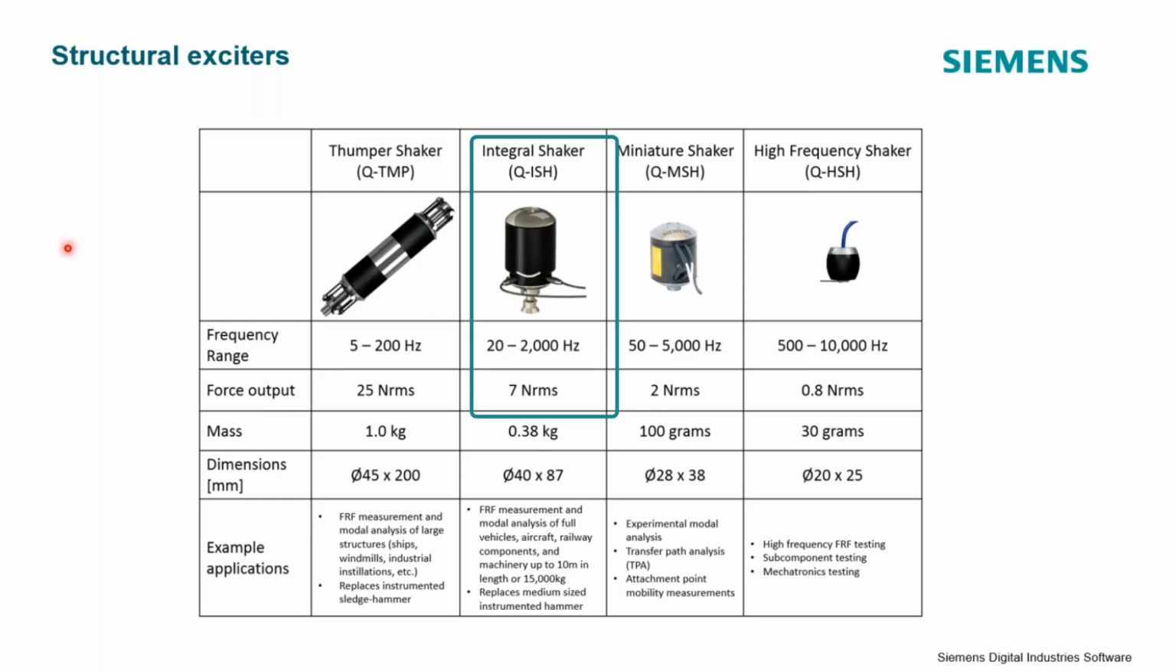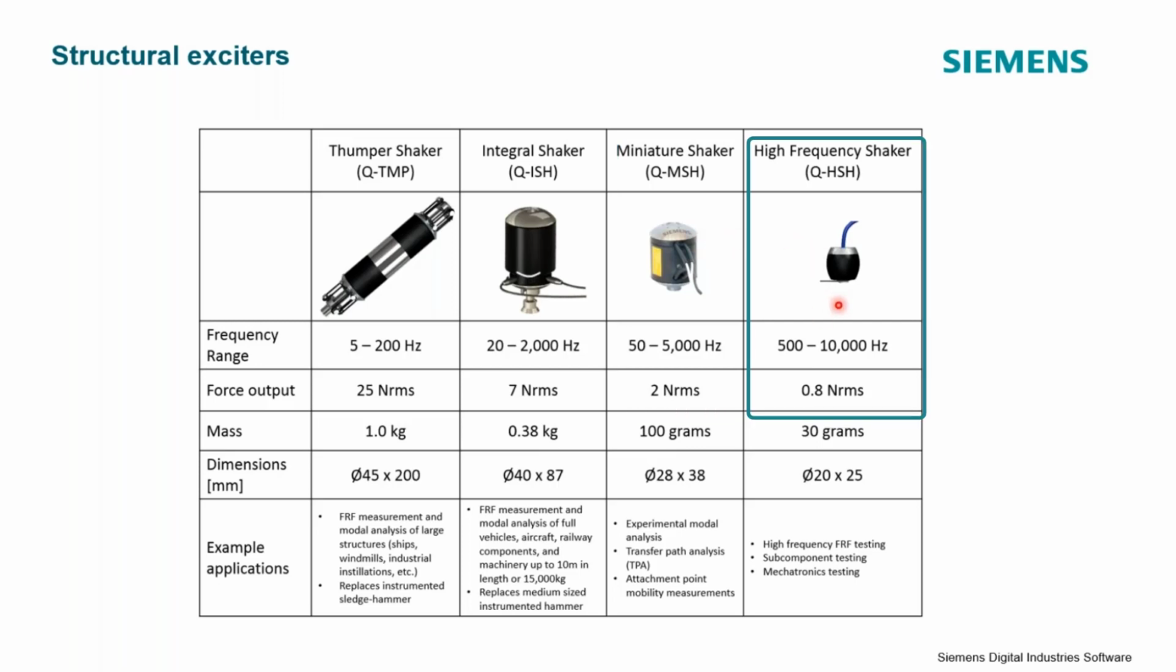Then you have the integral shaker. Again, a nice balance between frequency range as well as being able to move it very quickly. Integrated accelerometer inside of it for a driving point accelerometer measurement. Miniature shaker, this guy gets you up to 5 kilohertz, so for higher frequency range. Again, very, very useful. Gets your attachment point mobility with both force and acceleration. And then you have the high frequency shaker for your very high frequency input.